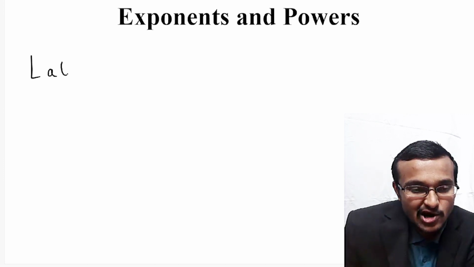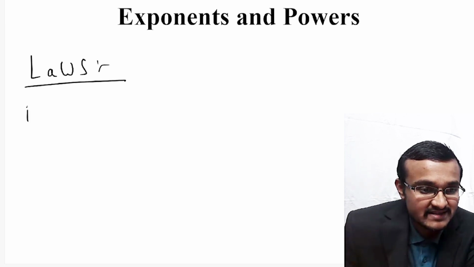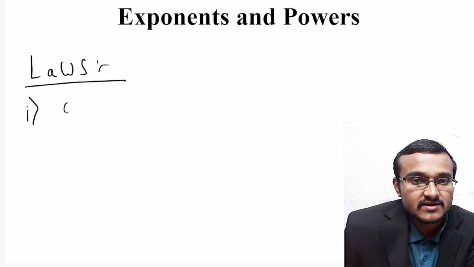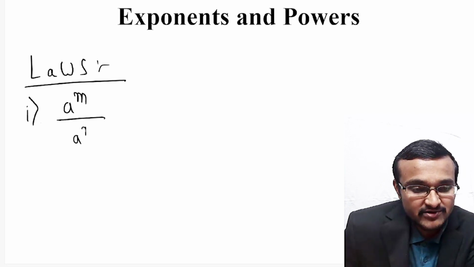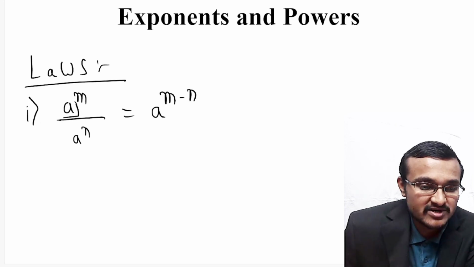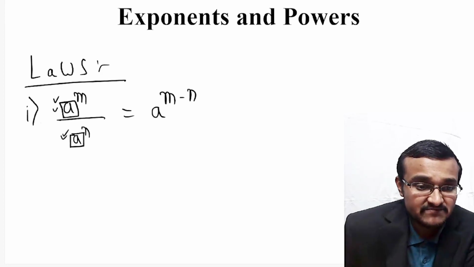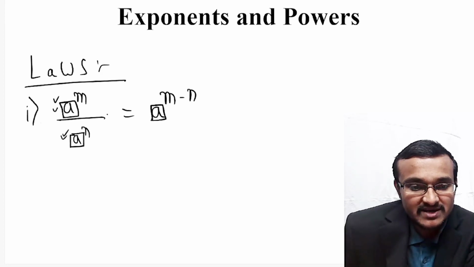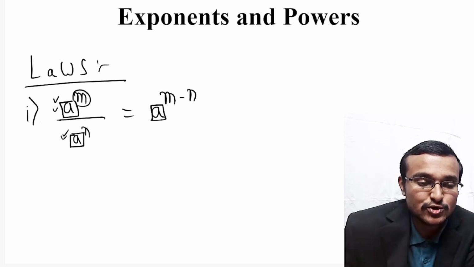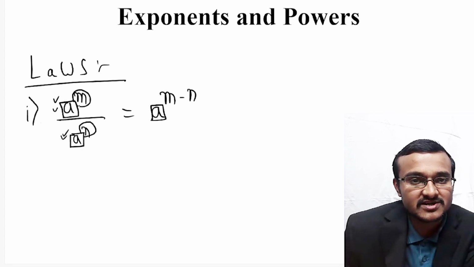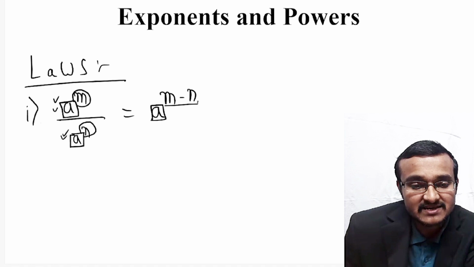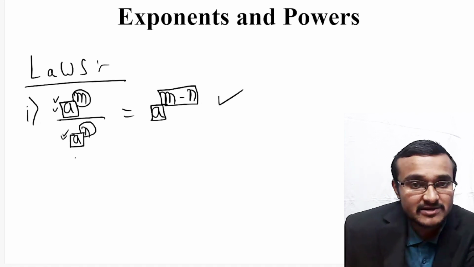Coming to the laws in this chapter, the first law states that a power m divided by a power n is equal to a power m minus n. Here you should remember the base of these two terms should be the same. Here also a is there, here also a is there. When the base is the same, you can take that base as common and subtract the numerator power and denominator power. The denominator power should be subtracted from the numerator power, so it will become m minus n. So a power m minus n. This is one particular property.